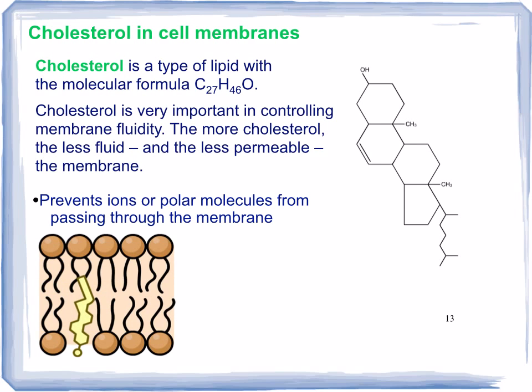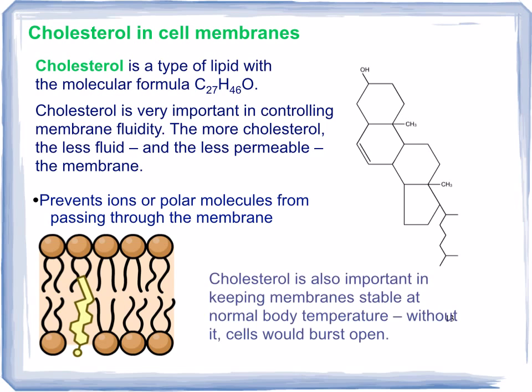So cholesterol is very important in controlling membrane fluidity. The more cholesterol you have, the less fluid and the less permeable the membrane. So it's important in keeping the membrane stable at normal body temperature. Without it, cells would burst open. How it does this is it helps to pull together the fatty acid tails of the phospholipid molecules, limiting their movement but adding mechanical stability.